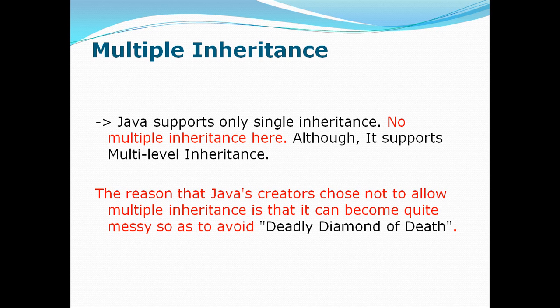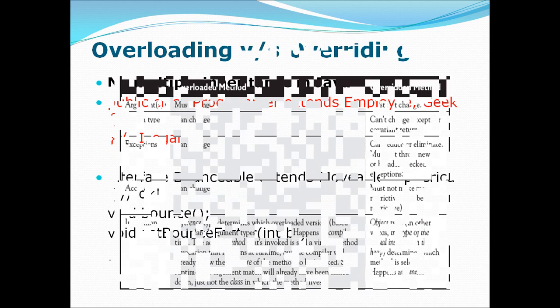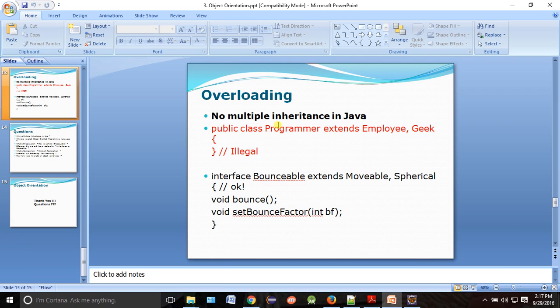So from here we will continue. We'll have some examples of polymorphism. This chapter will be small.